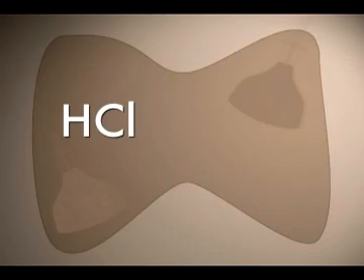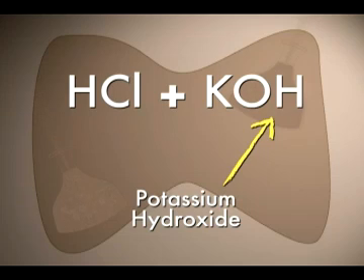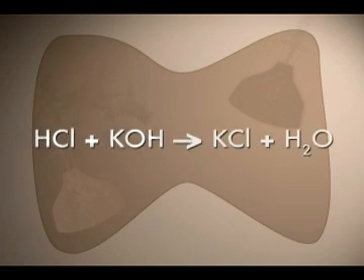Let's start with some hydrochloric acid, good old HCl. We want to neutralize it, so we add a base called potassium hydroxide. That's KOH. The hydrogen from hydrochloric acid teams up with the hydroxide in the potassium hydroxide. That's 2 hydrogens and 1 oxygen, which makes water. The leftover reactants are potassium and chlorine, which pair up to make a salt called potassium chloride.